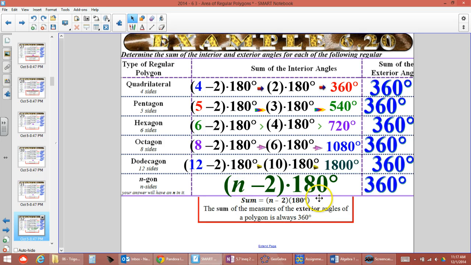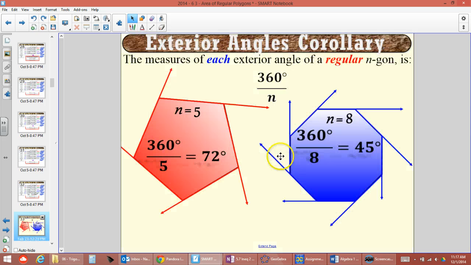Get that filled into your note sheet. Pause the video if you have to. I'm going on. Right here, instead of thinking about what they add up to be, since they always add up to 360, we can now find the exact value of an individual angle by taking that 360 and dividing it by how many angles there are, or how many sides there are.